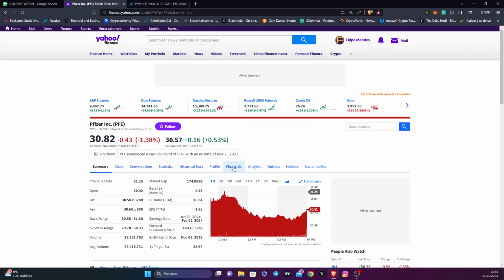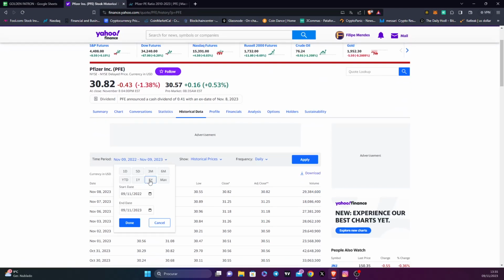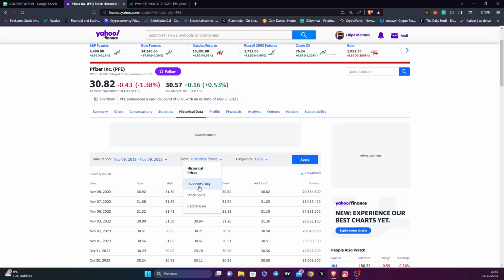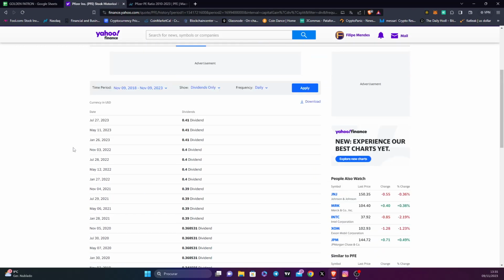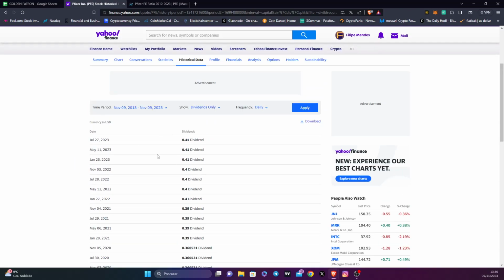Okay, now what we want to do is come to historical data, and we want to put a 5-year span and historical price. We want to put in dividends only and apply. Okay, this is going to give us all the dividends it paid in the last 5 years. So we're going to do every 4 quarters. Okay, and as you can see, we have different prices. So we get 0.41, 0.41, and 0.40.